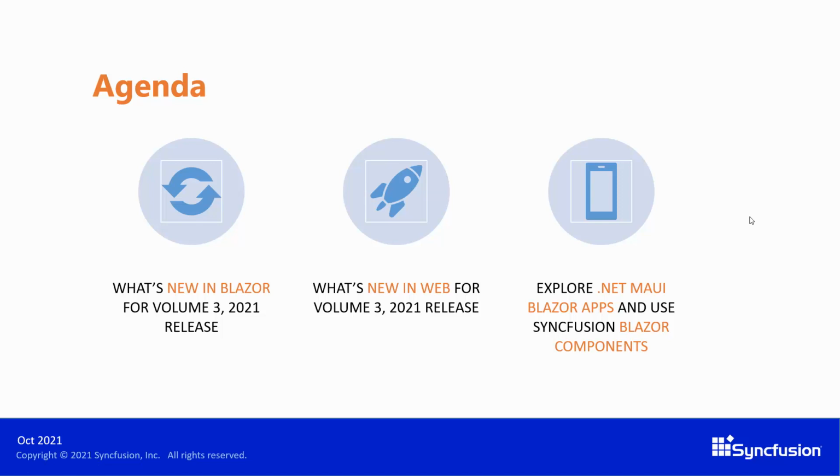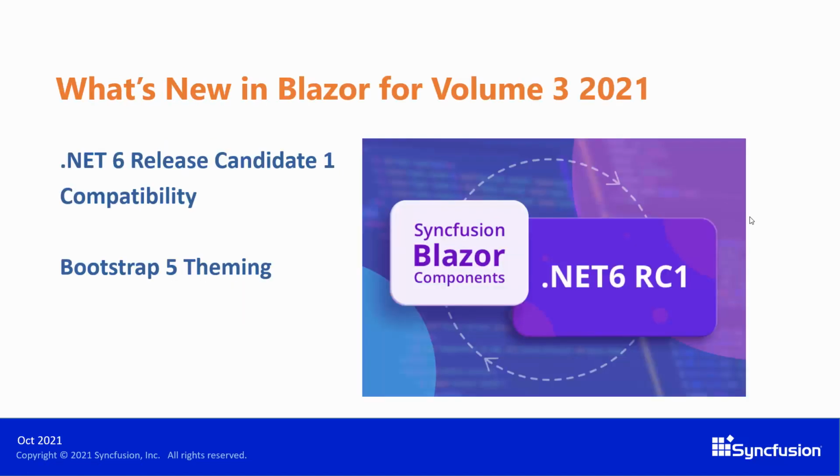So now let's deep dive into the Blazor updates first. What's new in Blazor for the Volume 3 2021 release? We all know .NET 6 is heading towards its production release in the middle of November 2021. So in its successful journey so far, we got the .NET 6 RC1 update from Microsoft last month, in the middle of September 2021.